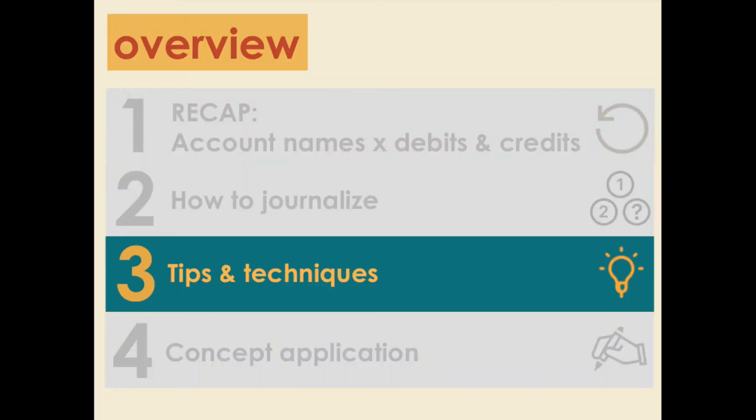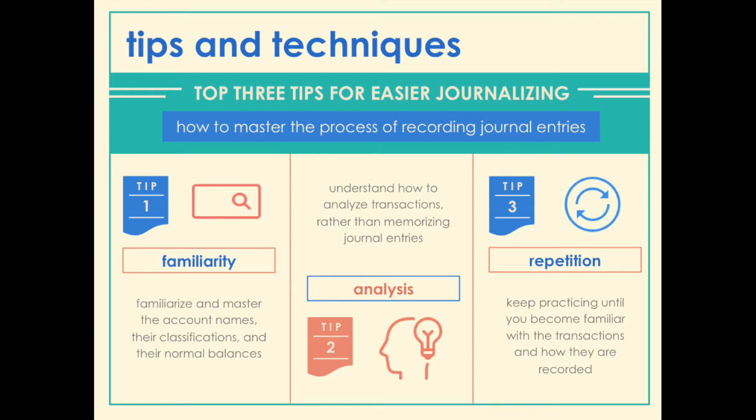Now I'll share some tips and techniques which will be helpful in journalizing. First is familiarity. When journalizing, identifying the accounts affected would be kind of like having a search bar in your mind and choosing the relevant account from your mental list of all the account names. So it's crucial for you to familiarize yourself and master these names. You may refer to part 2 of the series for these.